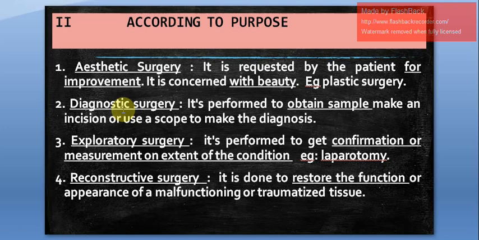You are doing it to make a diagnosis. Okay, next is exploratory surgery. Exploratory surgery is usually done to get confirmation, or for getting the measurement on the extent of the condition. For example, laparotomy. Here, otomy means opening. Laparotomy means you are opening the abdomen. Most of the time, opening of the abdomen is referred to as laparotomy.